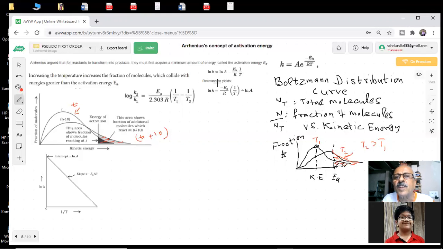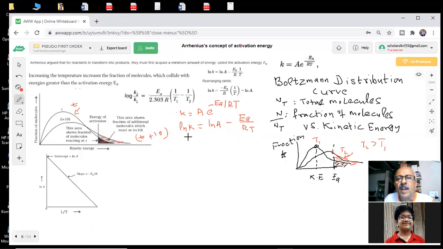So what is this equation? This is my plus ln A. What I have done is nothing but, all I'm saying is that you are saying k is equal to A e power minus Ea by RT, and you are taking the natural log of this. What will be the result? ln A minus Ea by RT, students.